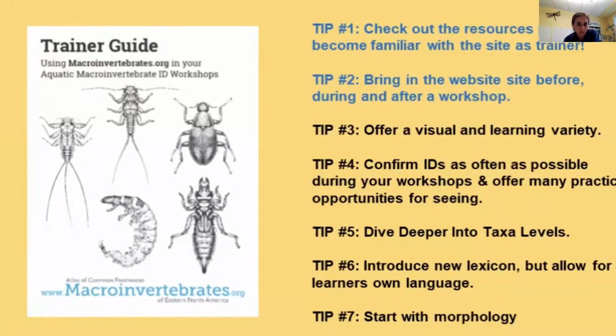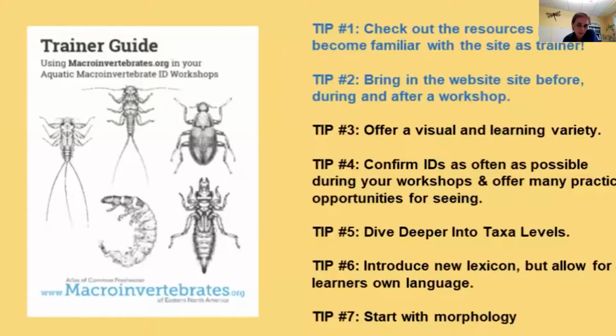Tip number five is to dive deeper into certain taxa levels. So try to focus on one order at a time. Get familiar with what all those trichoptera or caddisflies look like, what makes a caddisfly, and then you can move into other orders or families. Tip number six is focusing in on lexicons. We need to learn what are wing pads, what are tarsal claws, what are elytra, all those things that you would try to learn, especially if you're identifying plants or salamanders, etc. Just get to know the lexicon.